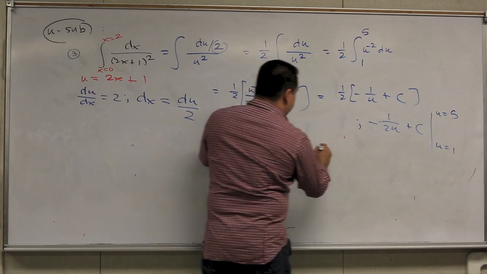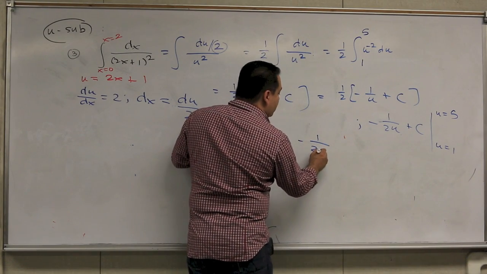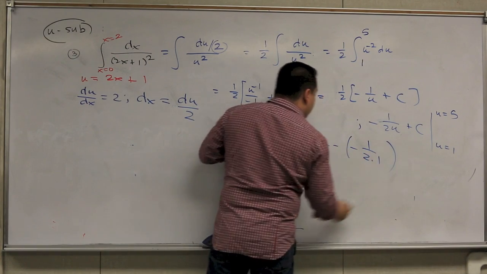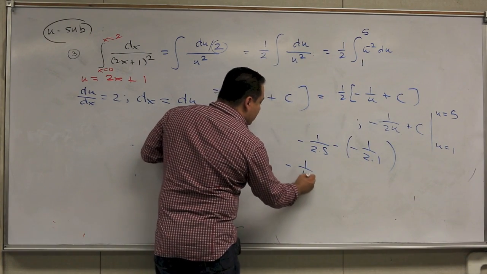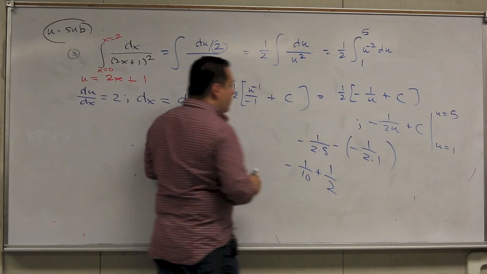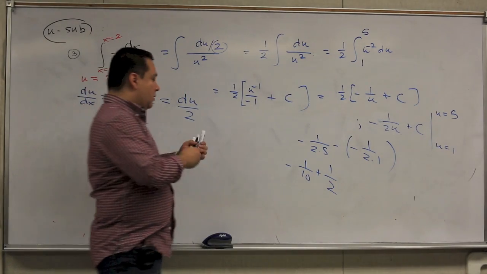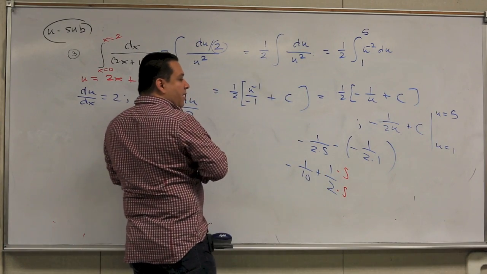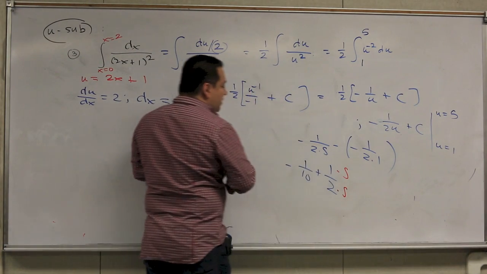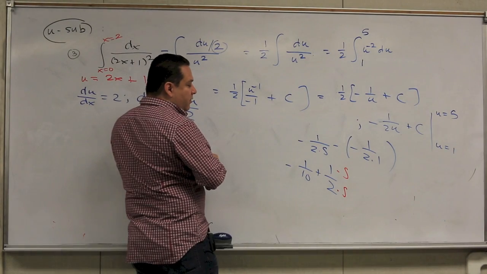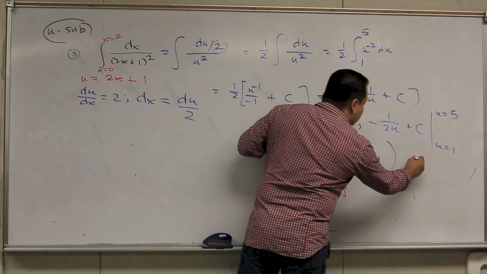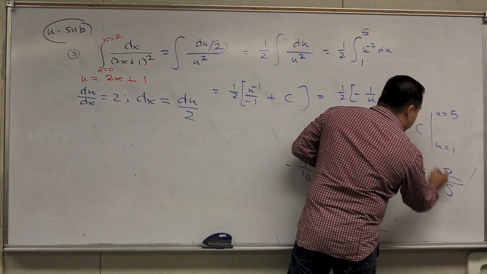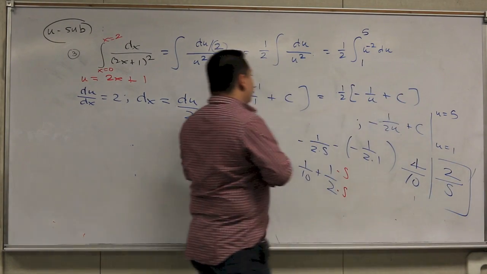And what do you get? Negative 1 over 2 times 5 minus negative 1 over 2 times 1. So I get negative 1/10 plus 1/2. What is 1/10 plus 1/2? Anybody know? I actually don't know. I have to multiply by 5 to get my common denominator. That looks like it's 4/10. Is that positive 4/10? So you get a positive 4/10, which reduces to 2 what? 2/5. Good.